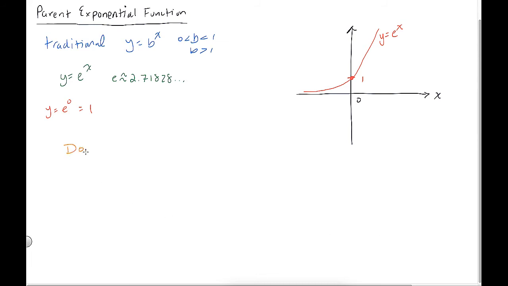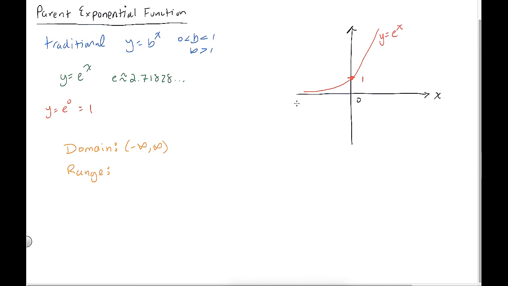Let's start with domain. The domain of any exponential function is all real numbers. Range. Now remember, an exponential function is asymptotic to the x-axis. So remember, what that means is it's going to get really, really close to that x-axis and get really, really close to an output of 0, but it will never actually achieve 0.